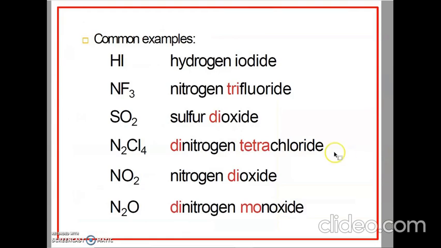So this is a common example, hydrogen iodide. Okay, the last one we name with IDE. This is a nitrogen and we have 3 fluorides, so we name it as a trifluoride. Okay, sulfur dioxide, dinitrogen tetrachloride, nitrogen dioxide, dinitrogen monoxide.